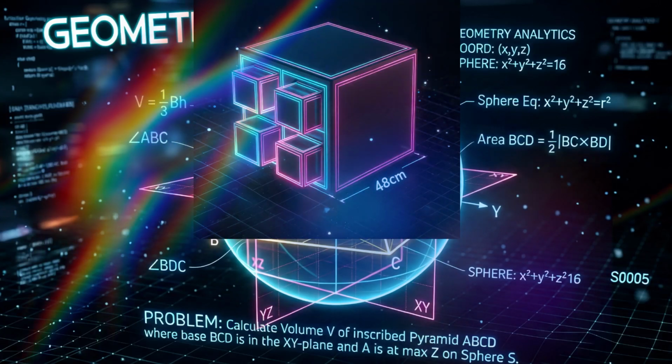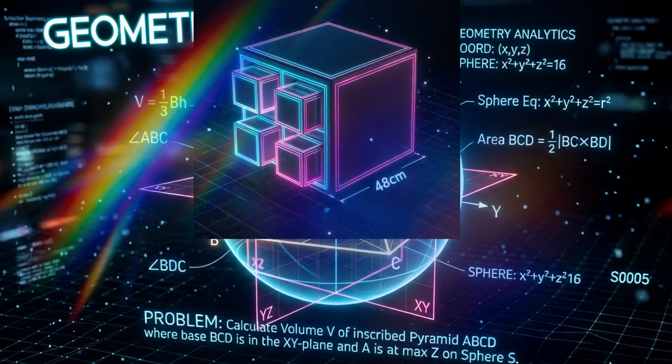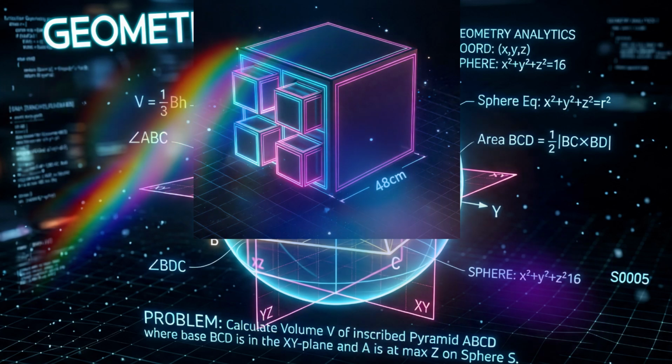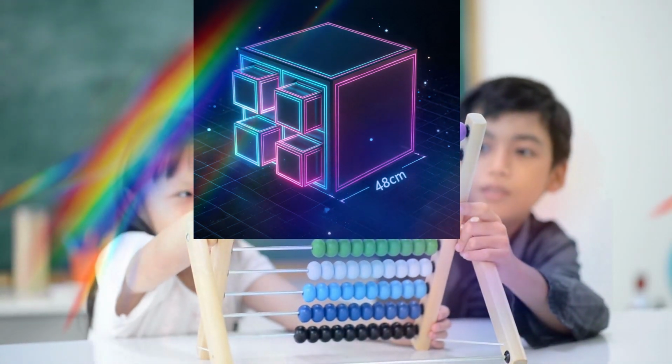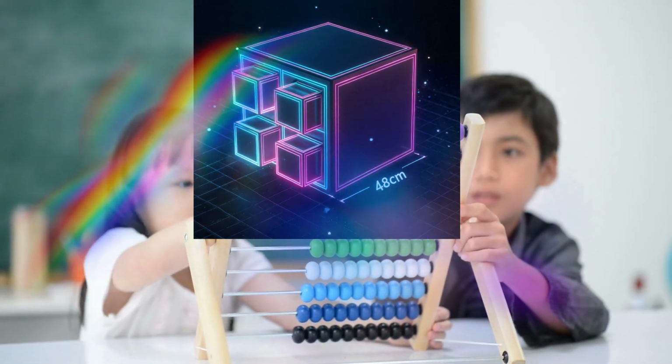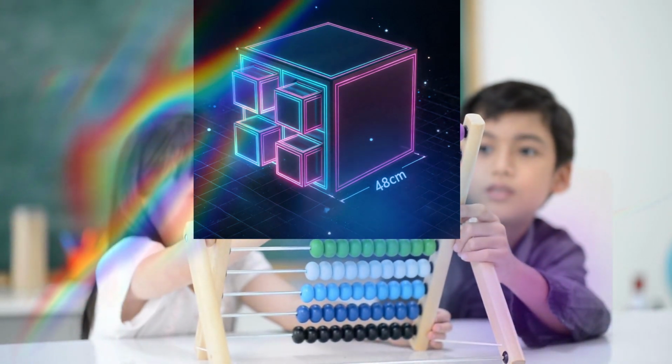A large square has a perimeter of 48 centimeters. Now imagine this square is divided perfectly into 4 identical rectangles. Same size, same shape, no gaps. Here's the puzzle. What is the perimeter of one of these smaller rectangles?